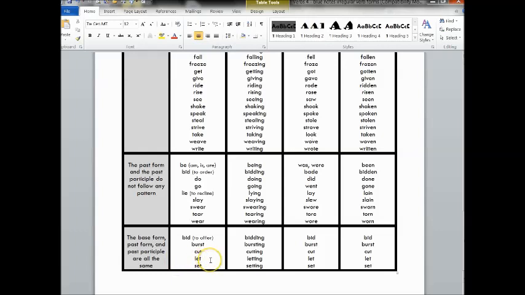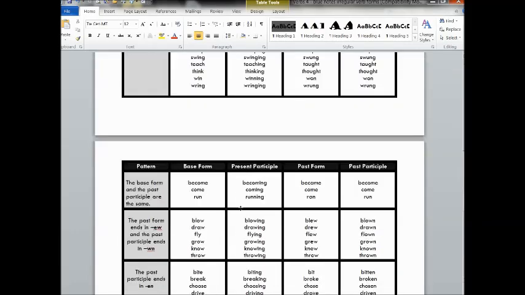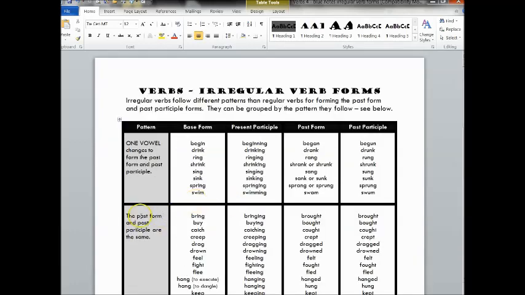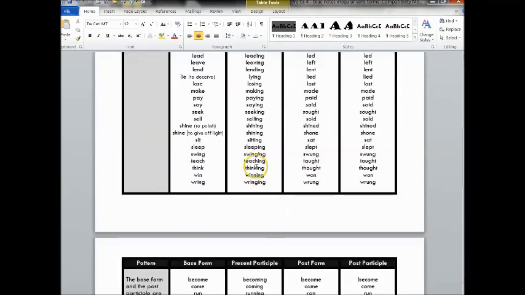I let the dog out. I am letting the dogs out. I let my dogs out yesterday. I have let my dogs out every day this week, right? And then set, meaning to place something down. I set something down, setting, set, and set. So those are some examples of the different patterns that follow on the irregular verbs.